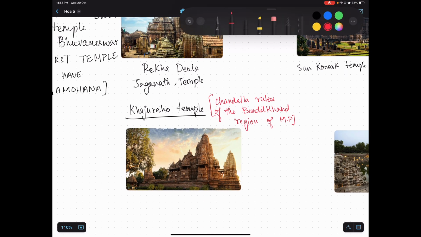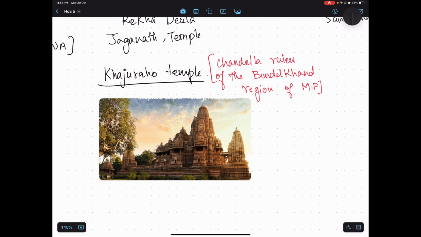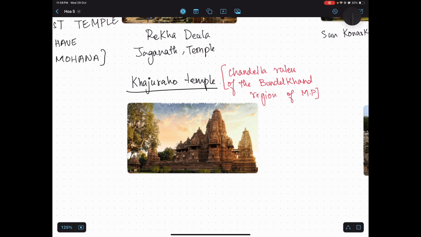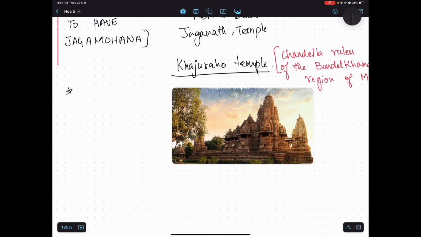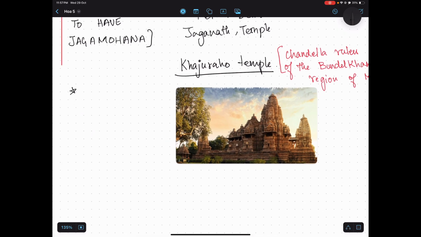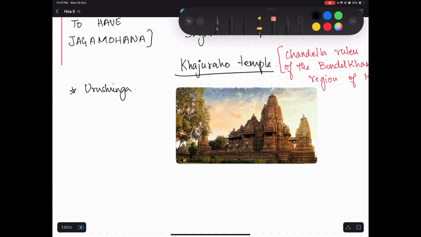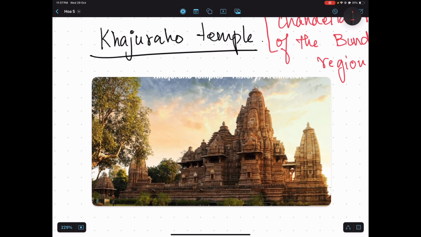I'm telling this because sometimes Khajuraho temple style could also be asked as Chandela or the Bundelkhand region's temple style, so that's why I'm telling it. Key features of the Khajuraho temple is the presence of Urushringas. Now Urushringas are the tiny shikaras that are attached to the main shikaras.